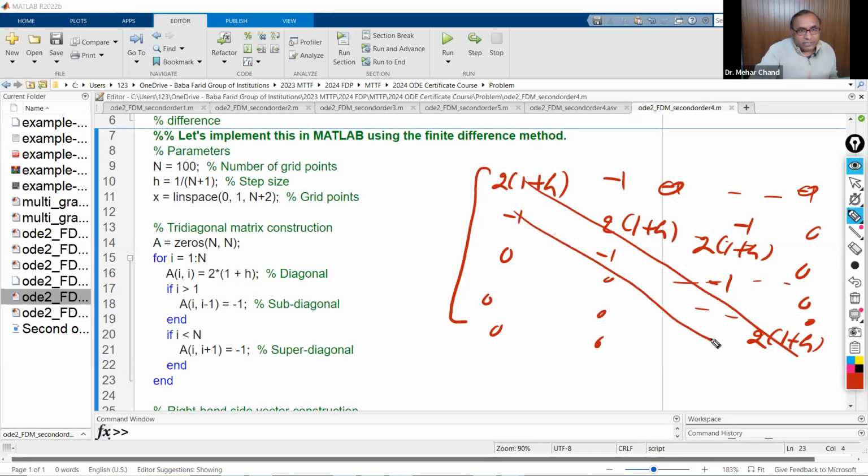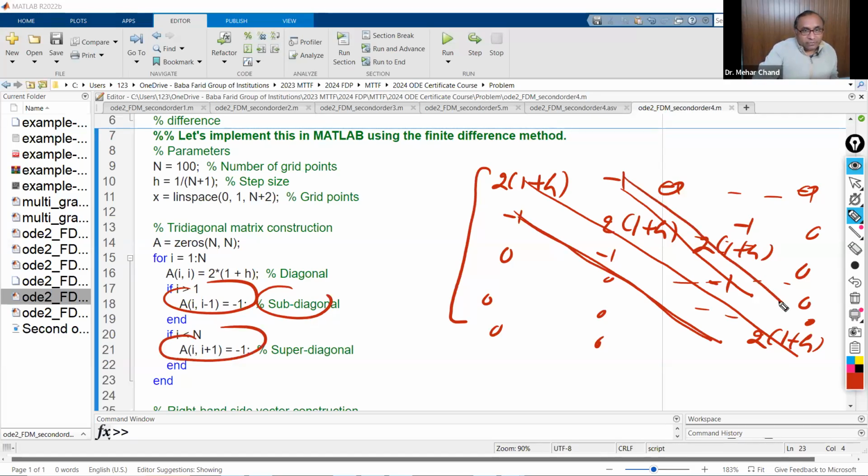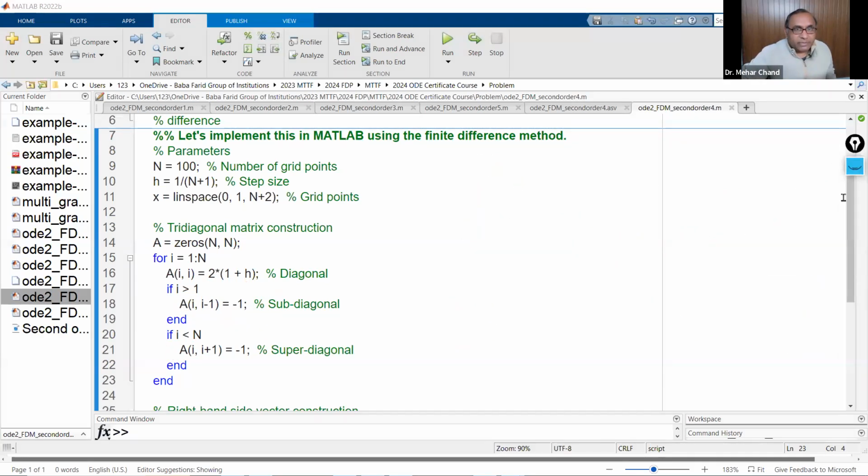These elements will be minus 1, and these are also minus 1. Okay, so all these are expressed. Subdiagonal means this element will be minus 1, and superdiagonal, these elements will also be minus 1. When you compute, the matrix will be in this form.